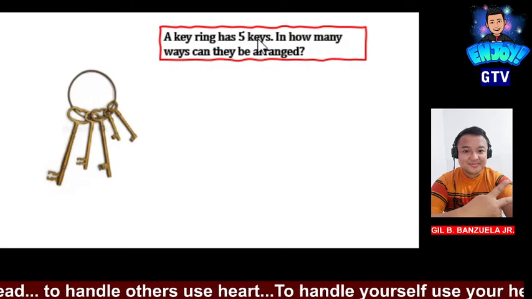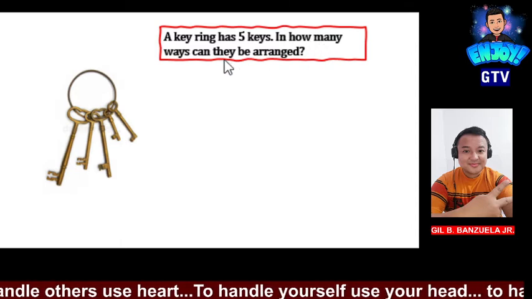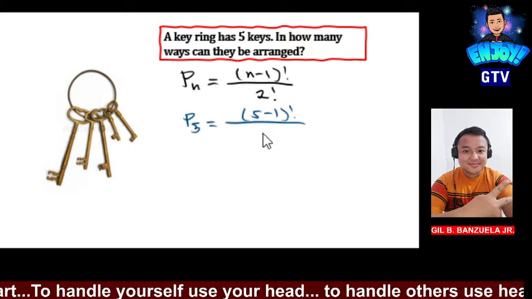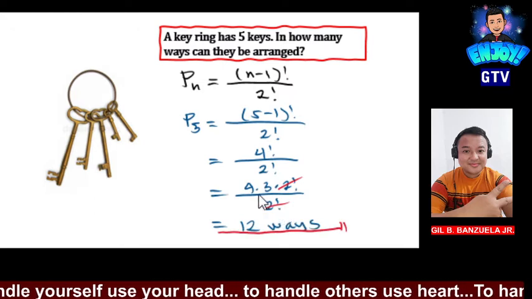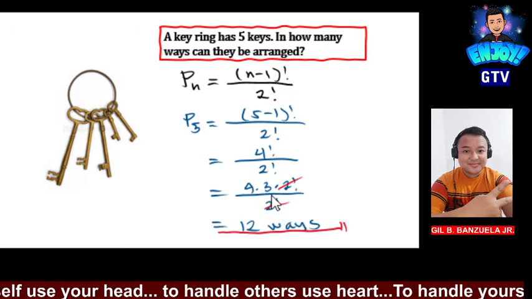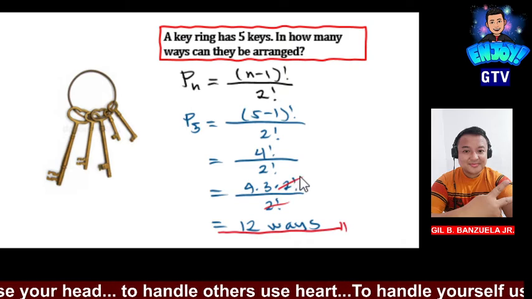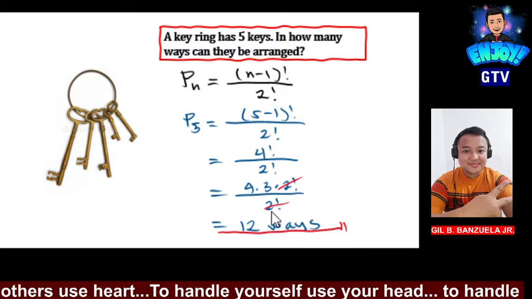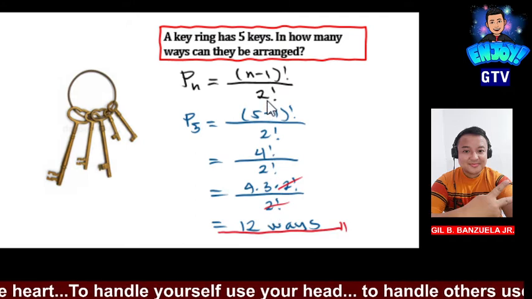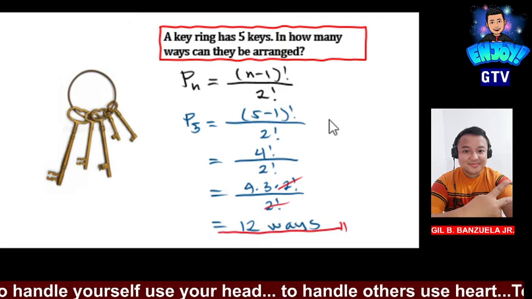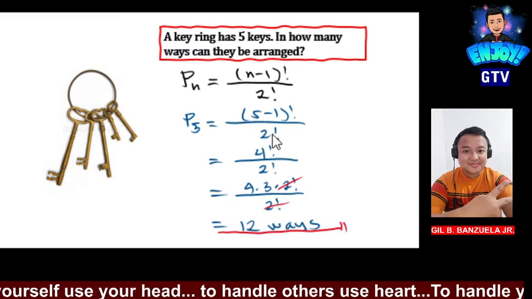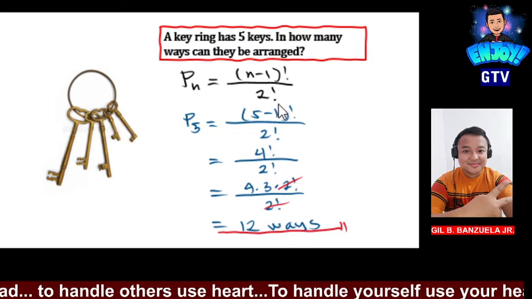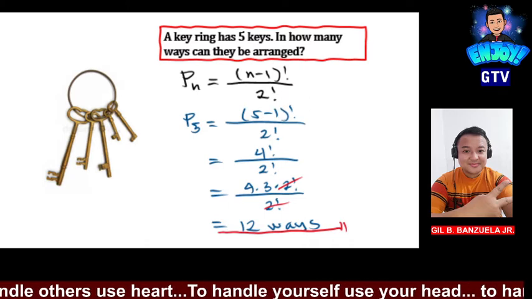So, for example, a key ring has 5 keys. In how many ways can they be arranged? So, I have (5 minus 1) factorial divided by 2. Then we will arrive at 4 times 3 times 2 factorial divided by 2 factorial. Then there are 12 ways. So, dividing by 2 and 2 factorial are the same because 2 factorial is equivalent to 2 times 1. Okay? So don't be confused. If I put here 2 factorial, not divided by 2, they are just the same, because 2 factorial is equivalent to 2 as well.